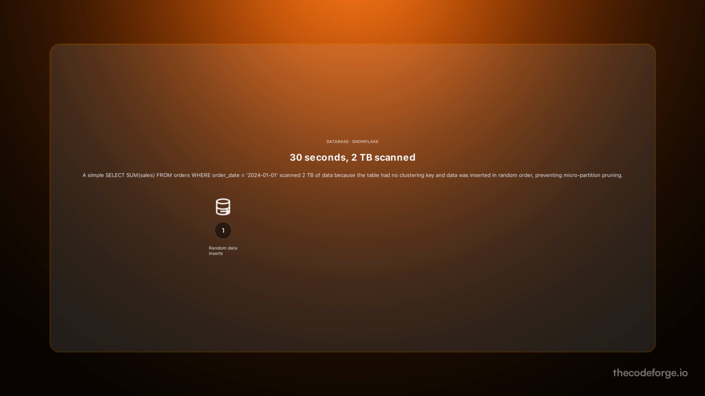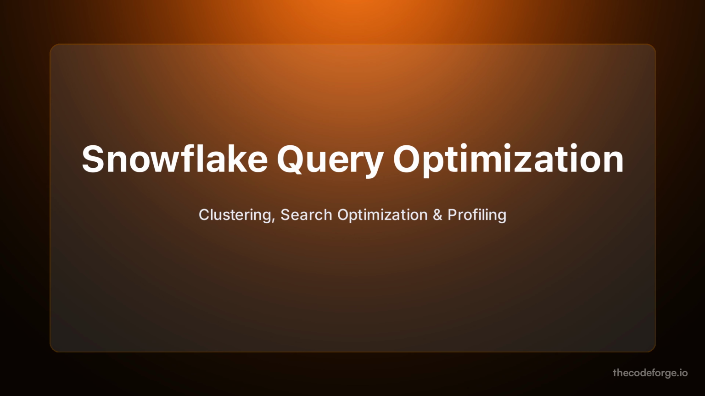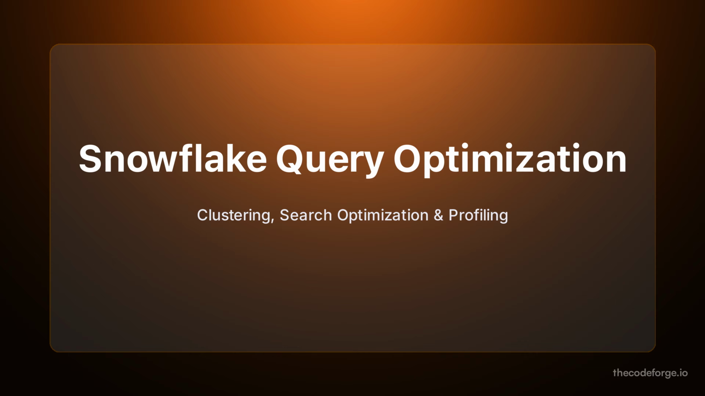A simple date-filtered query scanned 2 terabytes and took 30 seconds. The culprit? No clustering key on the orders table, so micro-partitions couldn't be pruned. Let's explore. We'll master 3 powerful techniques: clustering keys, search optimization, and query profiling. You'll learn when to use each, how to implement them, and how to avoid common pitfalls. By the end, you'll be able to reduce query costs by 50% or more.